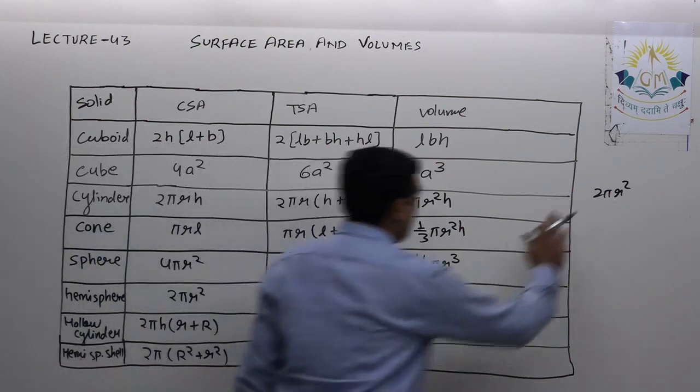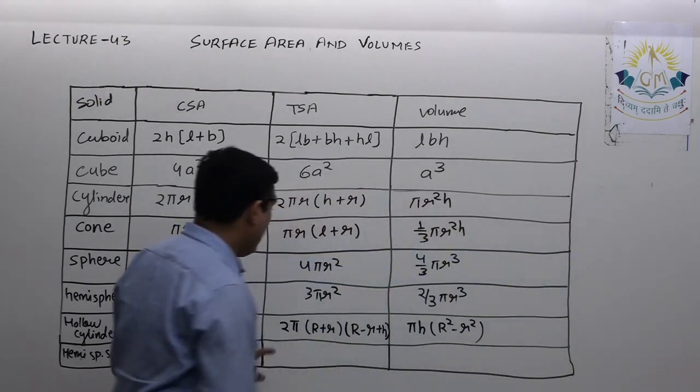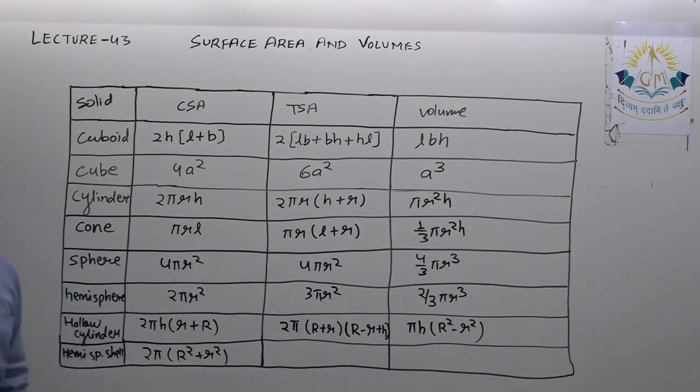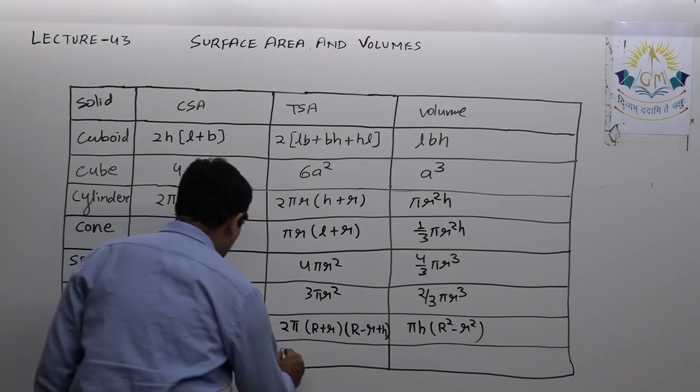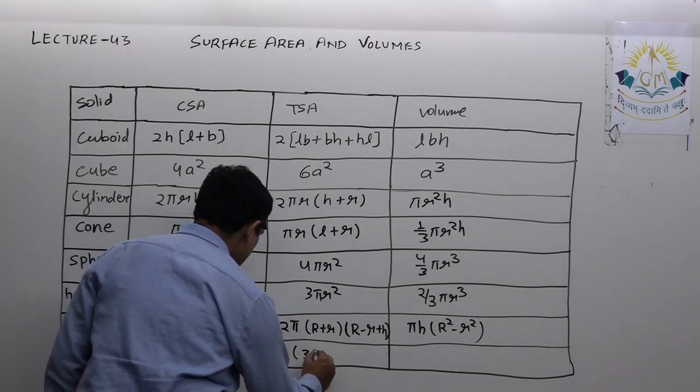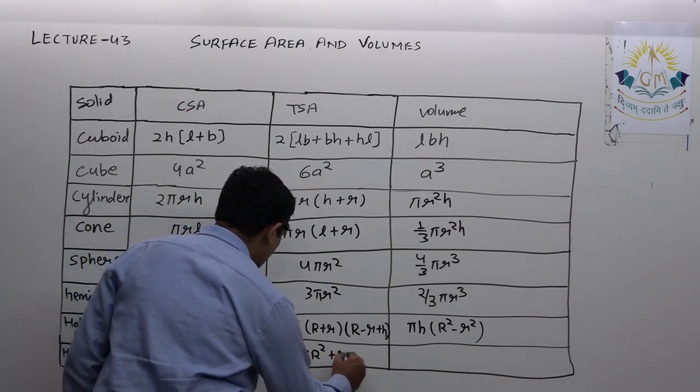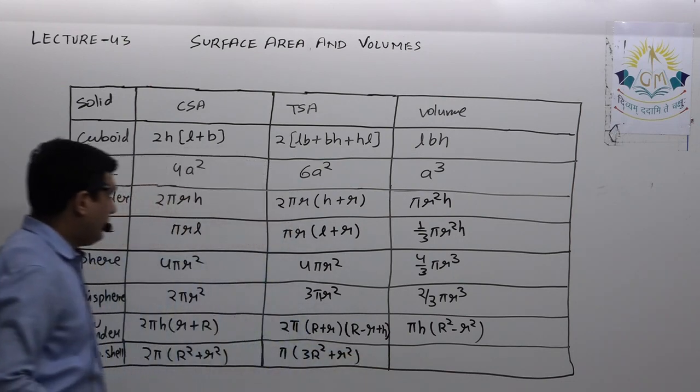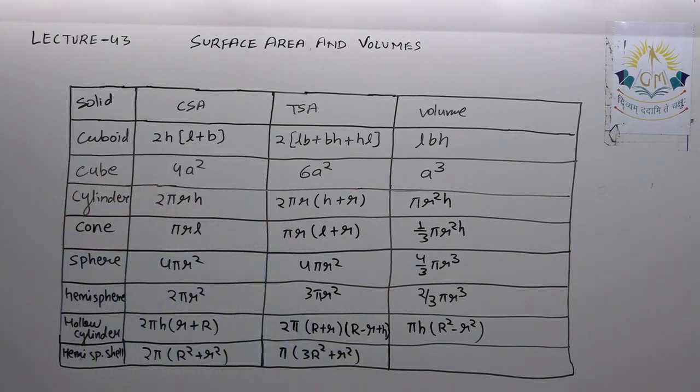Now in TSA, other than this, I have to add the area of the ring. So if I simplify this, ultimately I will get pi (3R square plus small r square). After simplification, total surface area of hemispherical shell will be pi (3R square plus r square).